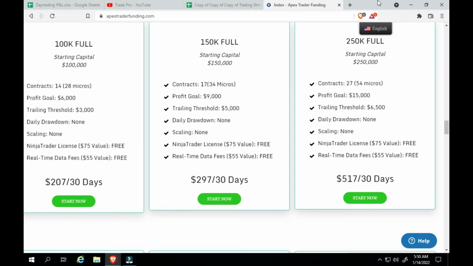I had to reset my first 2, 3, or 4 evaluation accounts with Apex, because I kept trading 10, 15 contracts each trade, and I would set my stop loss 8 or 10 ticks out, and I couldn't afford it.